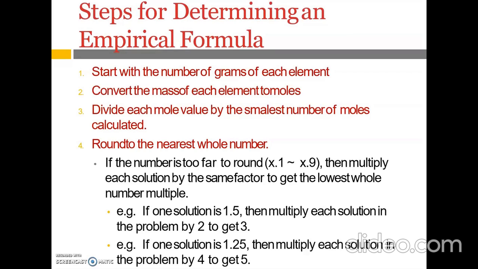So steps for determining empirical formula. So first you kena start with the number of gram of each element. Then from there you convert the mass into the mole. Lepas tu you kena divide each mole value by the smallest number of moles, calculate, and you round to the nearest whole number. Okay, kalau the number is too far to round, kita kena multiply each solution by the same factor to get the lowest whole number multiple. Okay, example, kalau solution tu tiba-tiba you dapat 1.5, so you kena multiply each solution with 2, so you akan dapat 3. Okay, sama juga kat sini 1.25. Okay, kita kena multiply each solution in the problem by 4 untuk dapat the lowest whole number multiple.